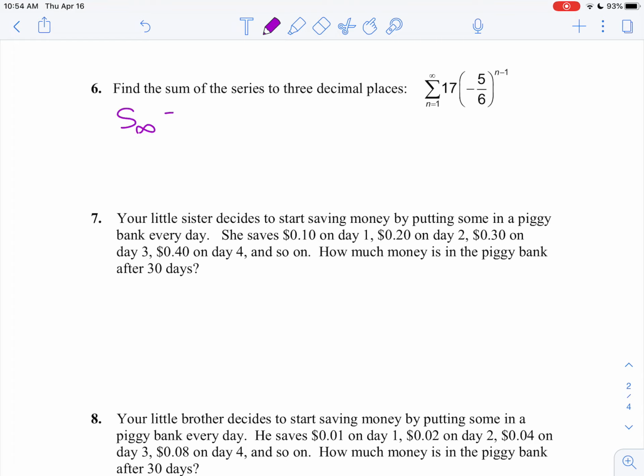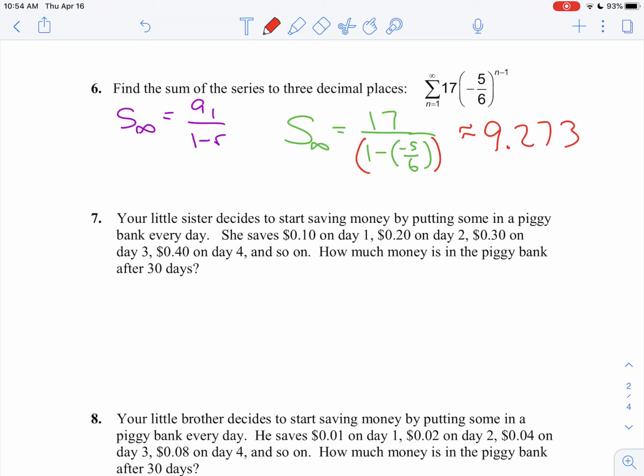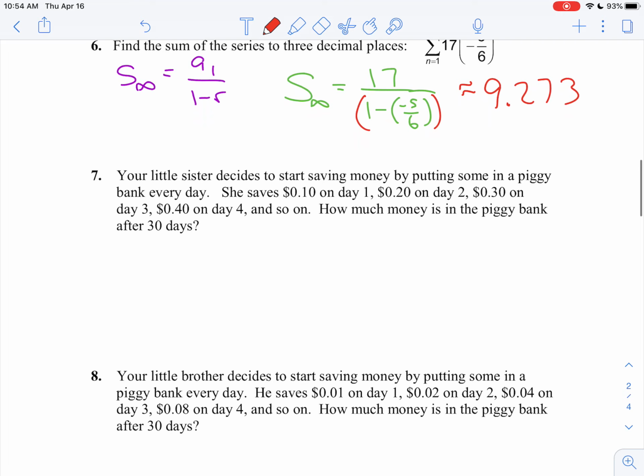So let's do the generic formula first. First term divided by 1 minus r. So I like to write the little infinite there. I think it looks cool. So the first term is 17. 1 minus -5, 6. Now, if you want to do this in one step on the calculator, don't forget you need an extra set of parentheses there. So go ahead and type that in. Sometimes they work out perfectly. This one does not. That's okay. So about 9.273.